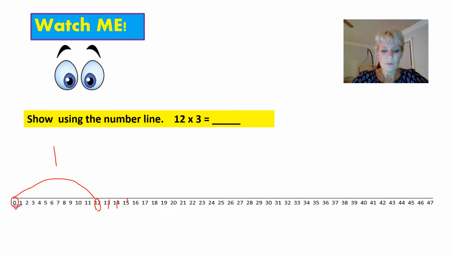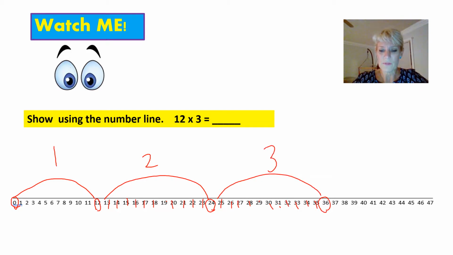1, 2, 3, 4, 5, 6, 7, 8, 9, 10, 11, 12. This is my second jump of 12, and then I need 12 more. 1, 2, 3, 4, 5, 6, 7, 8, 9, 10, 11, 12. There's my third jump of 12. I'm going this way, and so my answer is going to be 36.